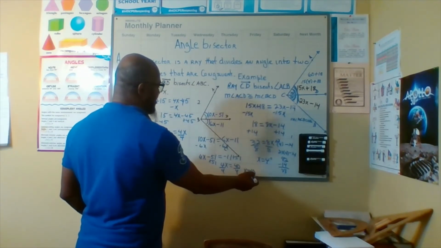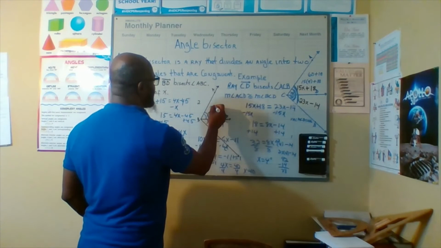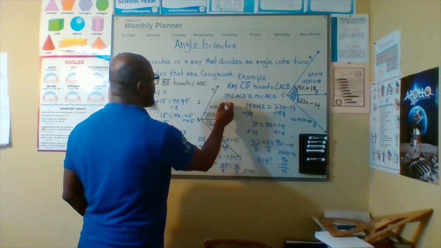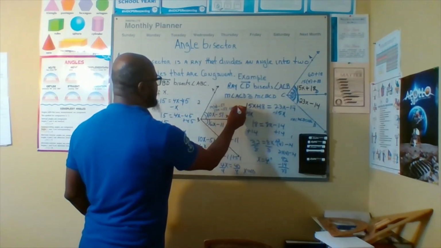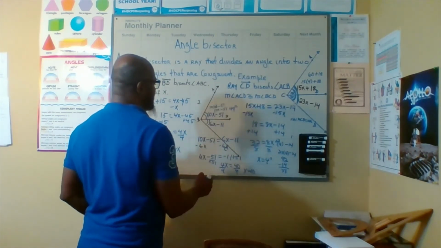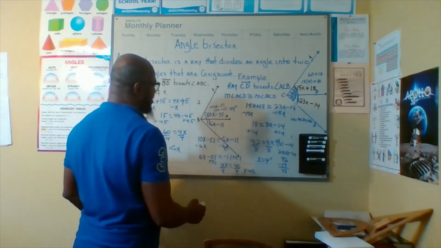Now I can come here for 10 times 10 minus 51. 10 times 10 is 100. 100 minus 51 is 49 degrees. This angle is 49 degrees. So we expect this to be 49 also.